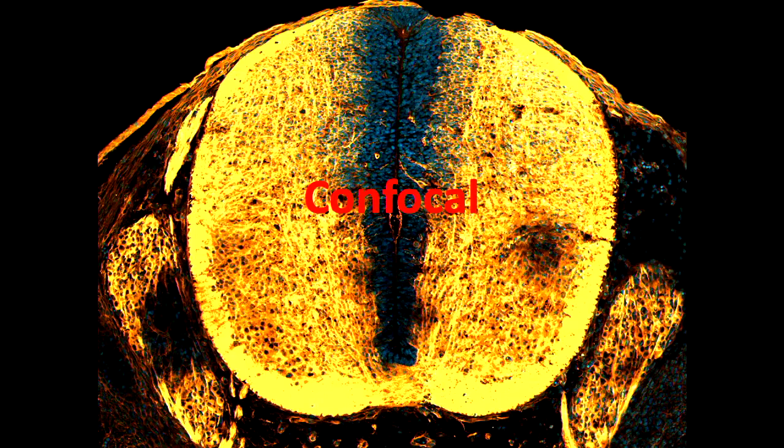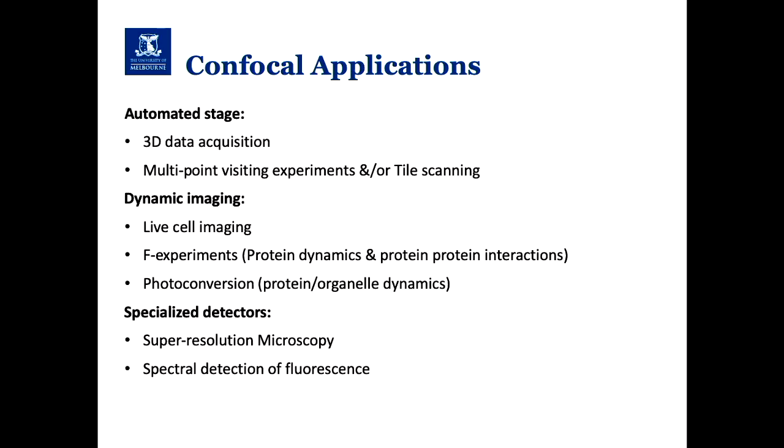Okay, so confocal, there's a lot of content here that we could go through, so I'm just going to show you a few key highlights. First of all, a lot of our confocal systems come with automated stages. That allows us to take data in 3 dimensions, so not just X, Y, but also in Z as well, to build up 3-dimensional images. It also allows us to use the XY stage to do things like multi-point visiting experiments or tile scans. I'll come on to tile scans in the next slide.